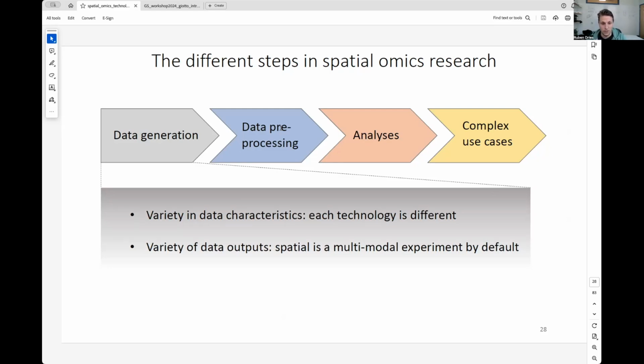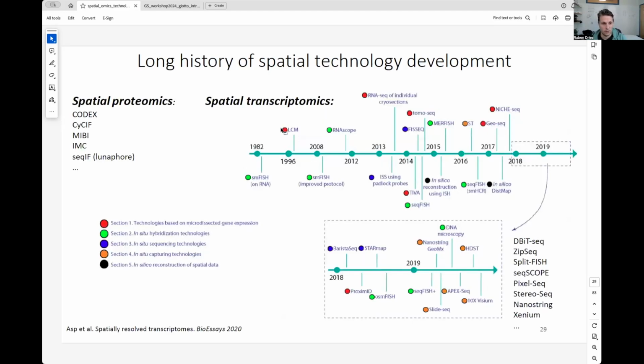Data generation: there's definitely a variety in data characteristics. Each technology is very different, and so is the variety of data outputs, as you will see in the next slide. There's a very long history of spatial technology development that originated many decades ago, and there are different types of spatial technologies. This is already very outdated, so I should probably update it really soon.